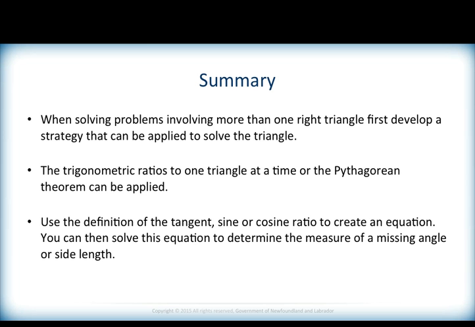So in summary, when solving problems involving more than one right triangle, first develop a strategy that can be applied to solve the triangles. The trigonometric ratios can be applied to one triangle at a time, and the Pythagorean theorem can also be applied to find a third side. Use the definition of the tangent, sine, or cosine ratios to create an equation. You can then solve this equation to determine the measure of a missing angle or the missing side length.